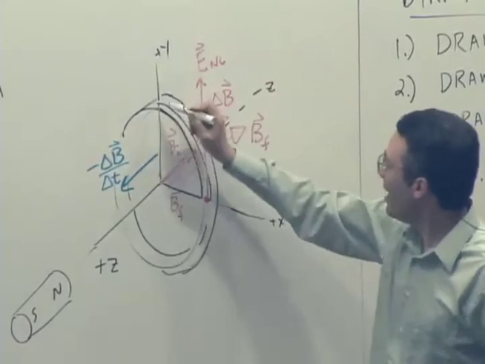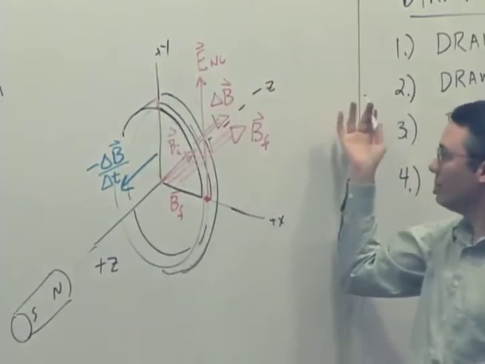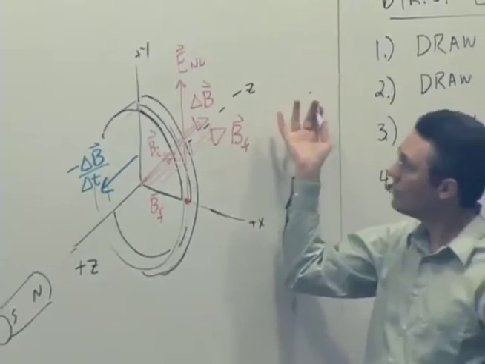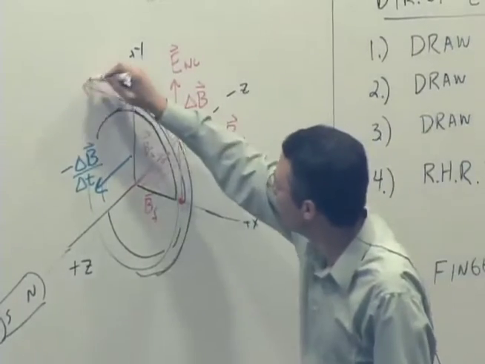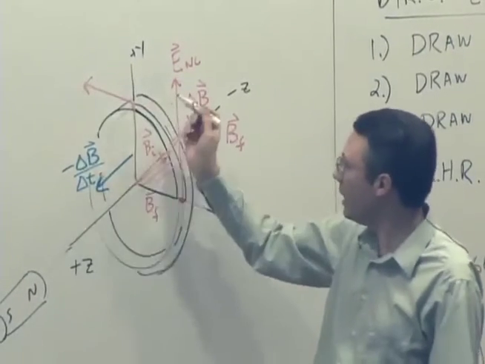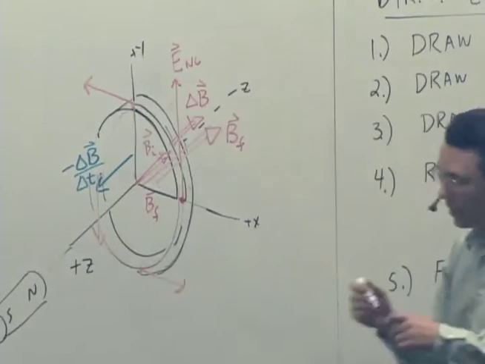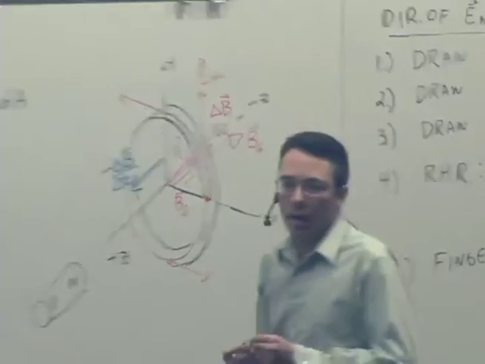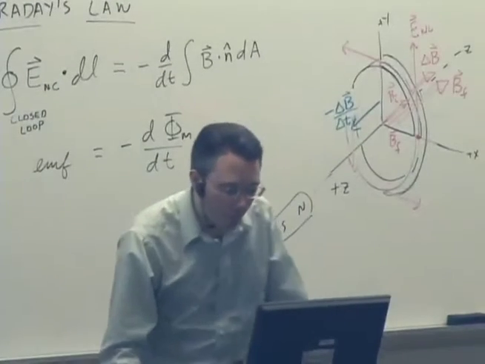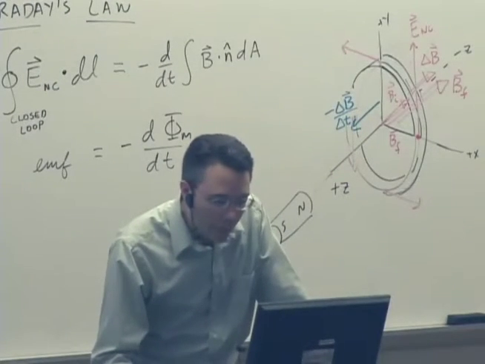Okay? And then at the top, it would be pointing what direction? To the left, negative x. Okay? On the opposite side, it would be pointing down. On the bottom, positive x, and you get the idea. Okay? Curling around like that. Okay. So I think we're starting to get the hang of this.